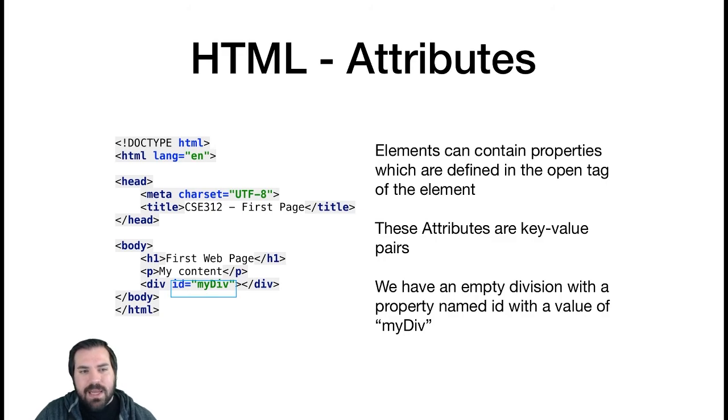HTML elements can also have attributes, which are key value pairs that go in the open tag of an element. So we have an element here, and we can see a few of these, the charset UTF-8, language English. This is a special tag saying this is HTML. In this one, I'll highlight id equals my div. So we have name equals value, or key equals value. These go in the open tag, not the closed tag, not inside the content. And this specifies a property of this div tag. So this div tag has a property named id with the value my div.